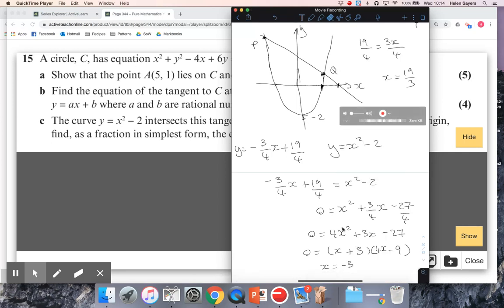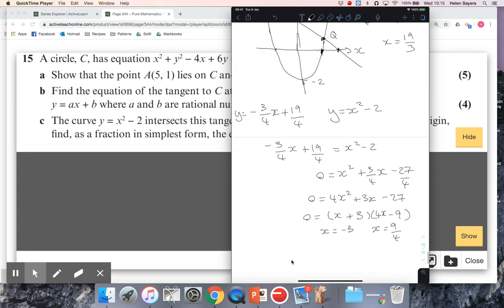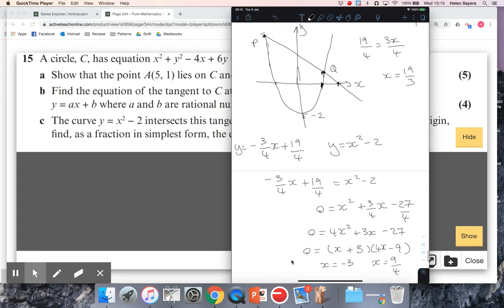Okay. So yeah, at that point you could have just put the quadratic into your calculator and got the solutions. So your solutions are x equals minus 3 and x equals 9 over 4. Okay, right. So obviously x is minus 3 is going to be that solution there, and x is 9 over 4 is going to be that solution there. Okay.